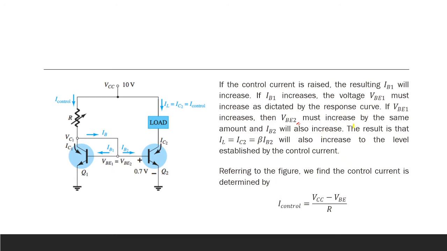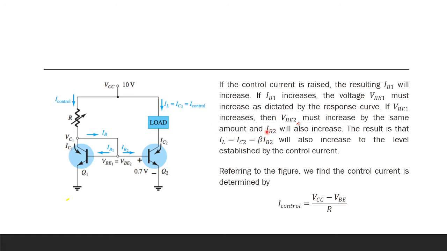So in that case, when your IB increases, then your IL from the figure, we see that IL is the current equal to IC2. Right? Sorry, I chose wrongly. Looking at our figure, IL is equal to the collector current of the second transistor. And our collector current here is equal to beta 2 IB2, which is equal to IL.